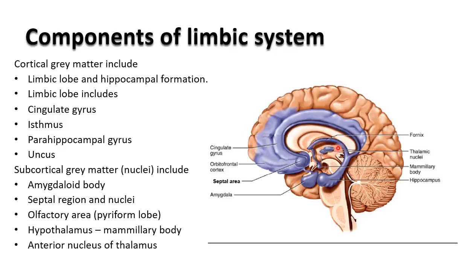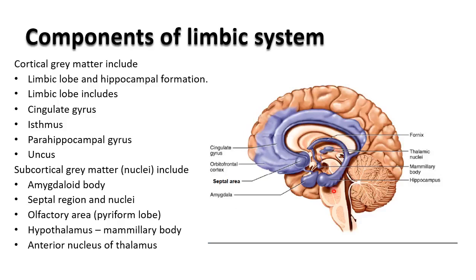So this is subcortical and cortical. Cortical, as I told you, is the cingulate gyrus, like a ring you trace it, and it comes mainly as your isthmus, parahippocampal gyrus and uncus. The subcortical mass of gray matter includes mainly your amygdaloid, septal region and septal nuclei, then hypothalamic nuclei, mammillary body and the ventral nucleus of the thalamus. Okay, so these are the components of the limbic lobe.